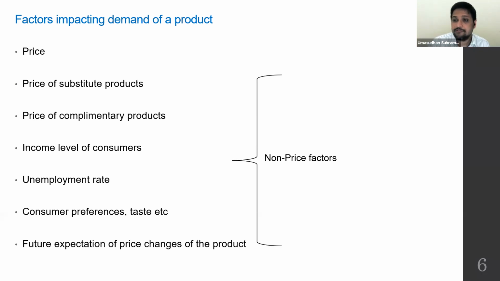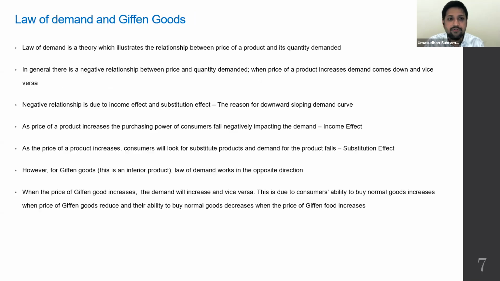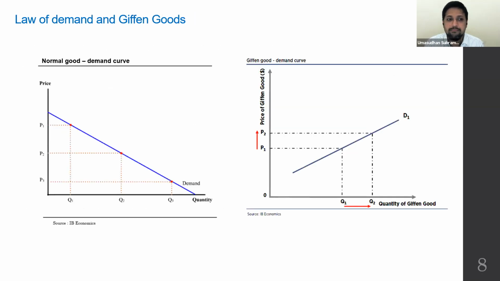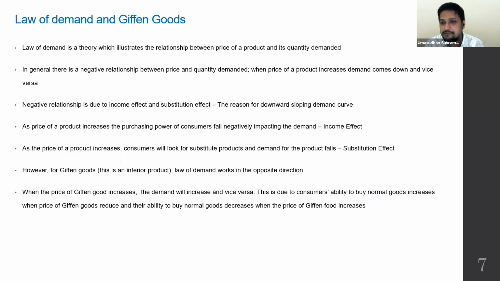Yeah, that's again a great example of how an external factor or future expectation can have an impact on the demand for a product. Moving further down, this is going to be an important discussion for us because we are going to talk about normal goods, and we are also going to talk about certain exceptional goods where there could be a positive relationship between price and demand.